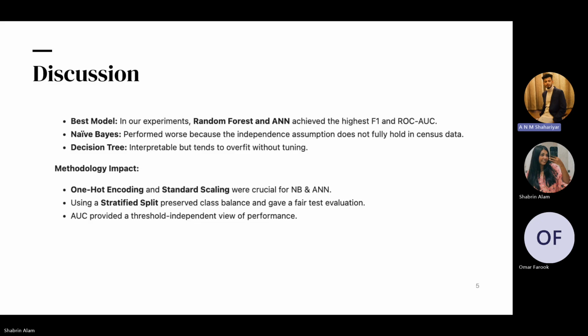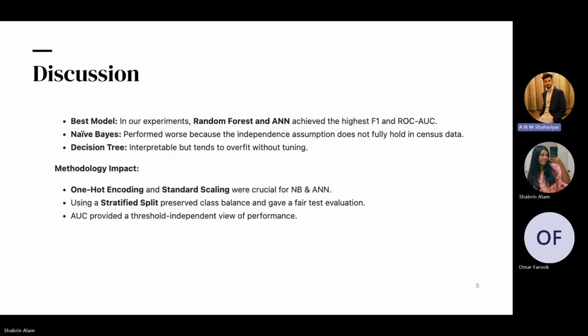So for the decision, from these results we can draw several insights. Random forest and ANN are the most effective models, balancing accuracy and generalization. Decision tree is interpretable, but not as accurate and tends to overfit. Naive Bayes was faster, but the independence assumption doesn't fit this dataset, which hurt its performance. Our methodology also had an impact: one-hot encoding and scaling are essential for naive Bayes and ANN. The stratified split ensured fair testing, and using ROC AUC gave us a threshold-independent way to evaluate the models.